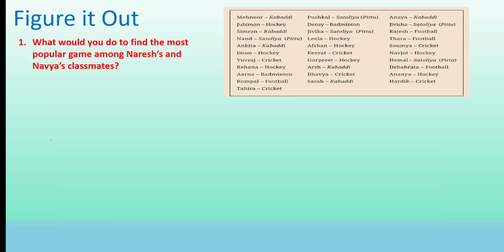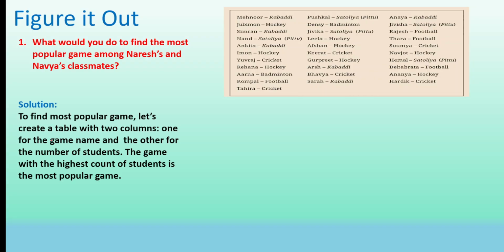Question 1. Figure it out. What would you do to find the most popular game among Naresh and Navya's classmates? So the collected data is as shown in the picture. To find the most popular game, we need to create a table with two columns, one for the game name and the other for the number of students. The game with the highest count of students is the most popular game.